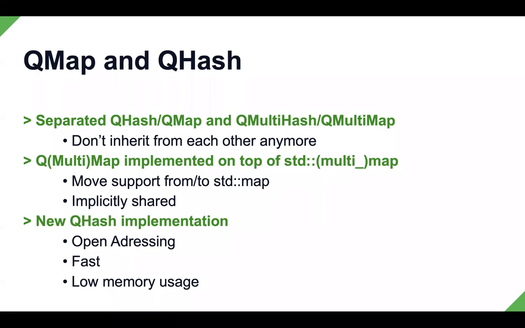With QHash, we have been looking a little bit at the same thing. Should we go and implement it using std::unordered_map? In the end, we decided to go for our own implementation there, a full brand new implementation using open addressing, because we saw that we could make it a lot faster than what is possible with std::unordered_map, and we could actually also lower the memory consumption quite a bit. You can see this here.